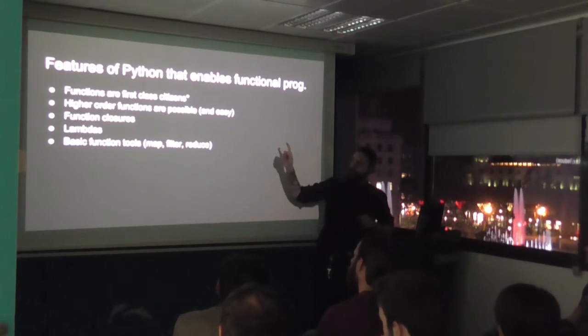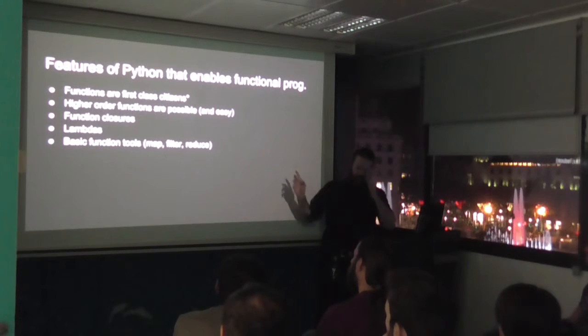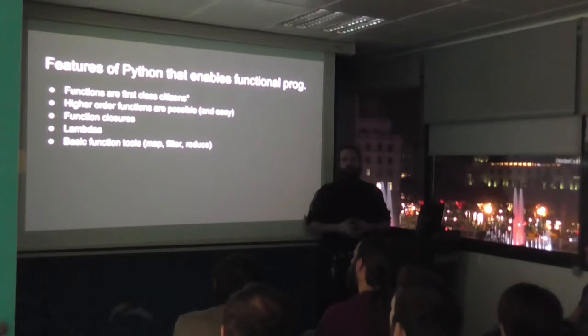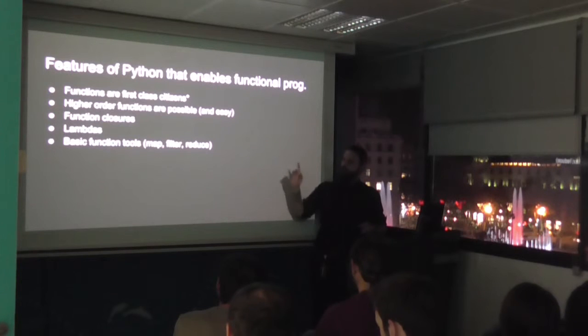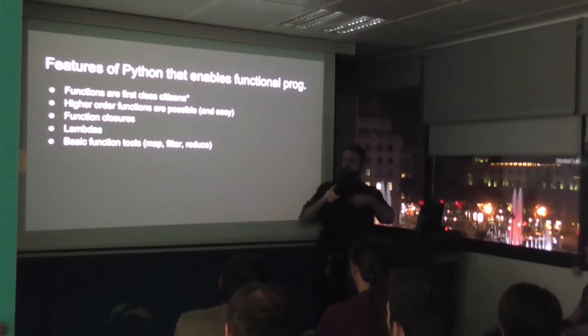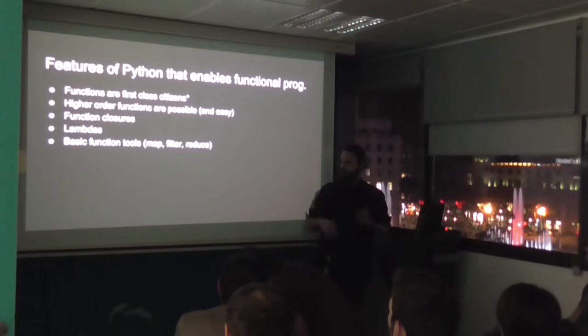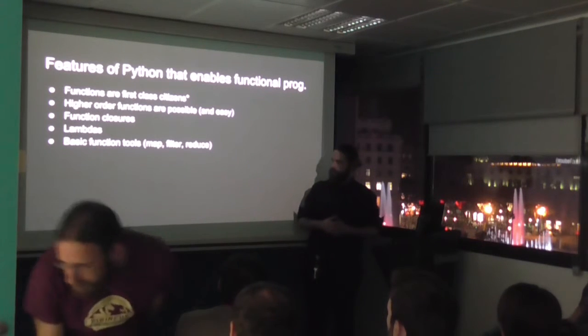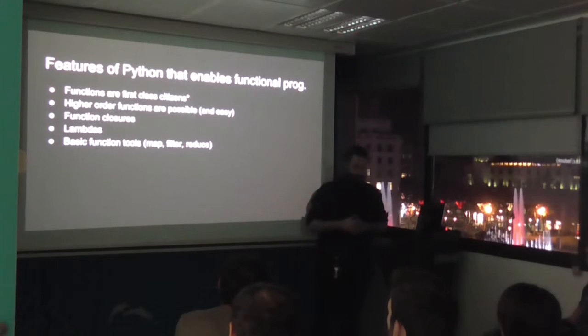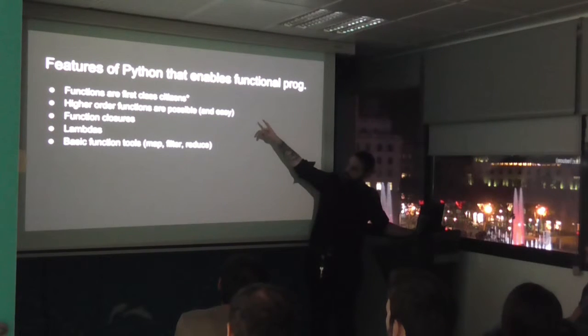We have higher order functions, so since Python is a dynamic language, you can pass a function wherever you want, as a function, there's no problem with that. You have function closures. That means that a value is local within the function when you define it. And lambdas, inline functions, and some basic tools about functions that actually don't matter a lot. But let's see what I mean with functions are first-class citizens, asterisk.